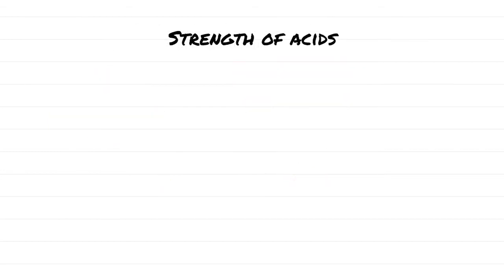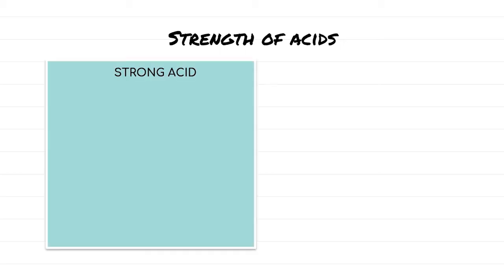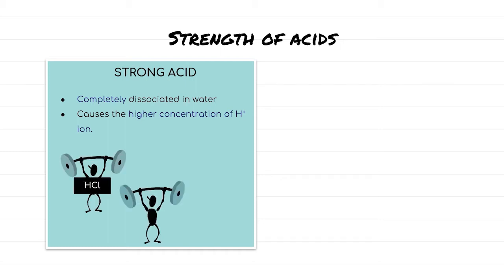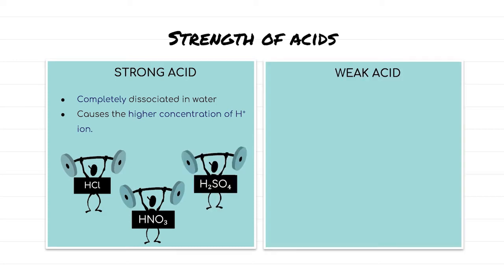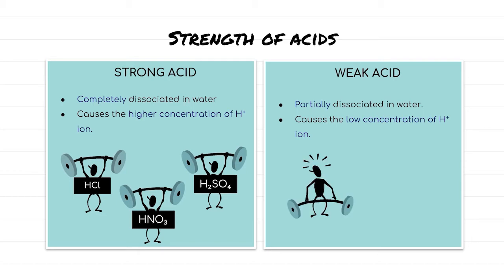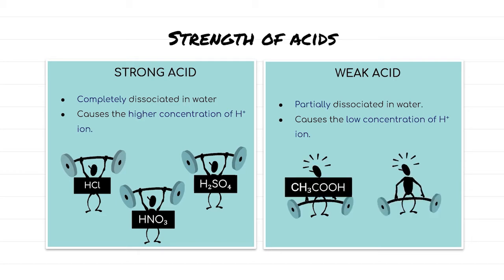On the next slide, we are going to look at the strength of an acid. We have strong acid and also weak acid. A strong acid is completely dissociated in water and causes a high concentration of hydrogen ion. For example, we have hydrochloric acid, nitric acid, and also sulfuric acid. A weak acid is partially dissociated in water and causes a low concentration of hydrogen ion. For example, ethanoic acid and also phosphoric acid.